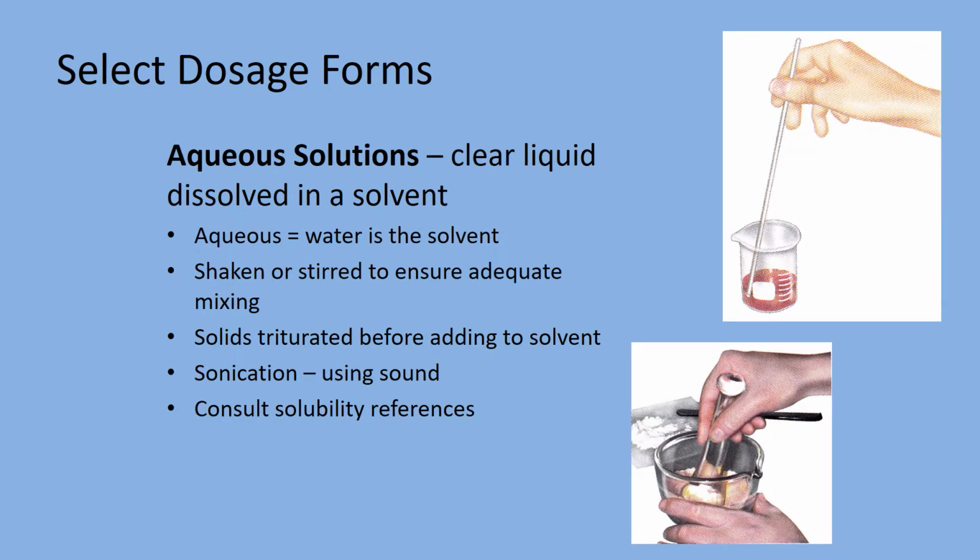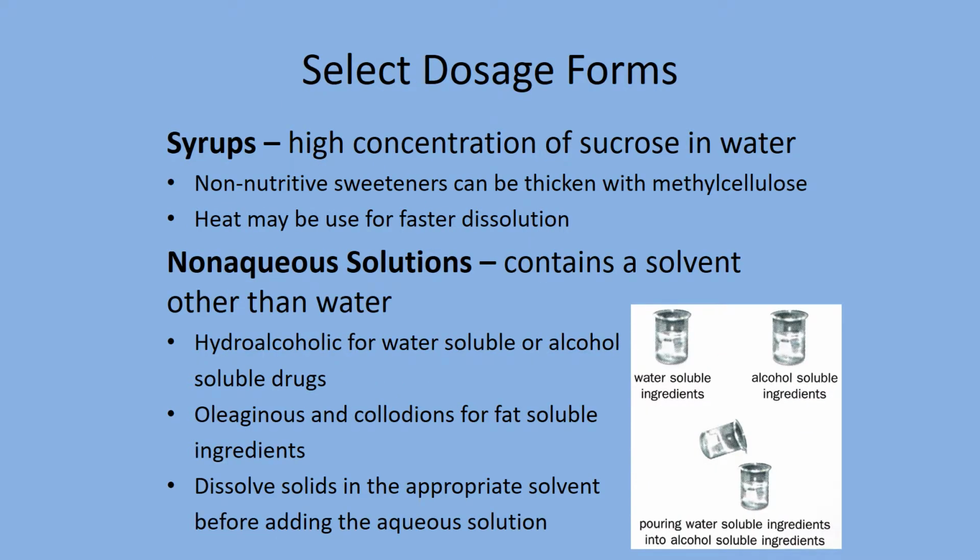Aqueous solution. So that is water as the solvent. If it's not miscible in water, you may need to titrate it before adding it into the water. Making syrups, thicken it with usually sugar. However, if sugar is not an option, you can thicken it with methylcellulose. So this is similar to paper pulp, and it'll thicken up the solution.